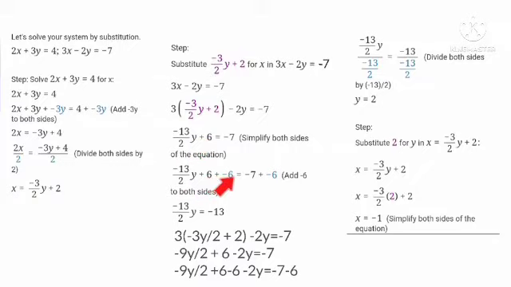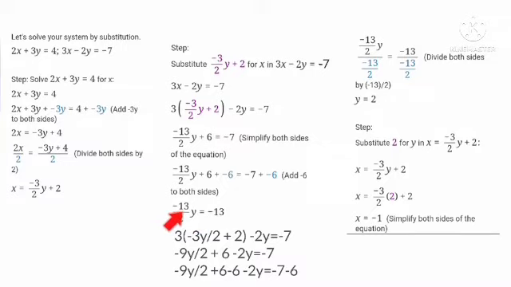And then that's what we are doing here. We are adding negative 6, which is simply subtracting 6 from both sides. After we've done that, this one will cancel out. This negative 6 minus 6 is 0. So we are going to have negative 7 minus 6, which is going to give you negative 13, as you can see here.